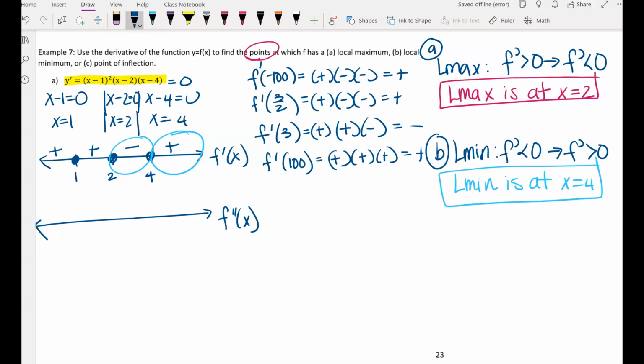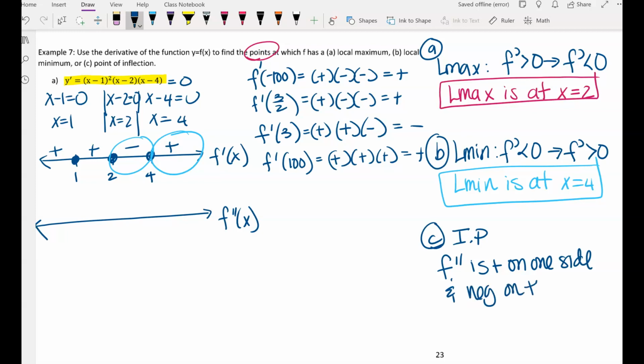Now the third question here is looking for the inflection point, students. So IP, the inflection point, we want the double derivative, okay? An inflection point is when the double derivative is positive on one side and negative on the other, or vice versa. We also want to use the second derivative, honestly, students, to double check our L max and L min, and you're going to see, oh, you know, the second derivative for this one is easier. Or maybe not.